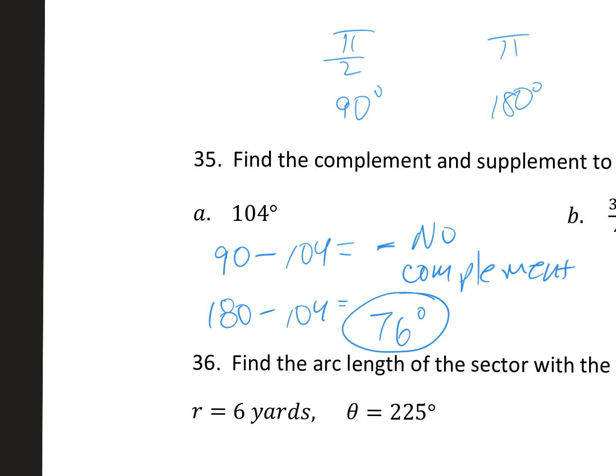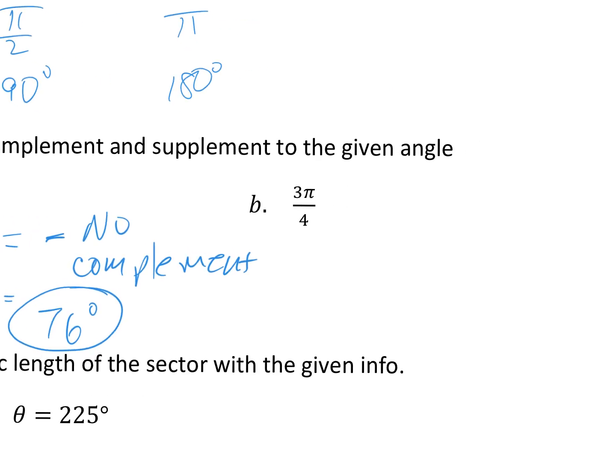Yes? I remember you told me there was one that you like, it was 104 minus something else. I think that's when we talk about reference angles, depending upon where that is on the unit circle. Let's talk about that. Hold on. All right, 3 pi over 4. So if you're finding the complement, you would say pi over 2 minus 3 pi over 4.